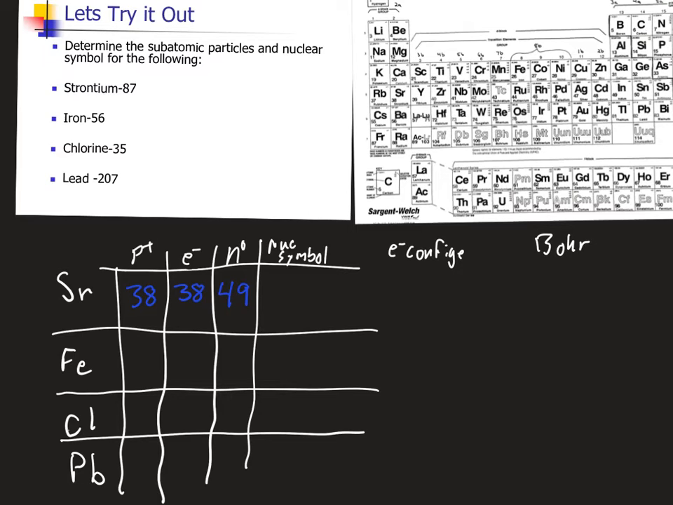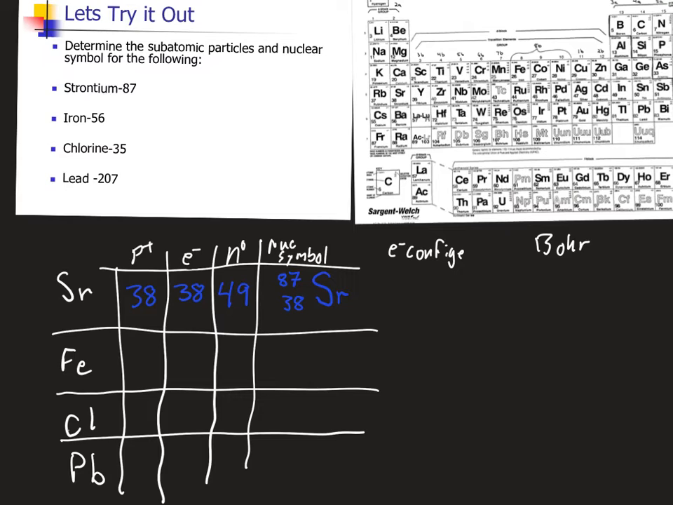Now the nuclear symbol would be 87. Now, what a lot of times students try to do is they try to write it as a fraction and put a line there. Do not do that. Okay? We are not dividing, and it's not being written as a fraction. So that's very important that we don't do that. It's very common for students to want to do that.